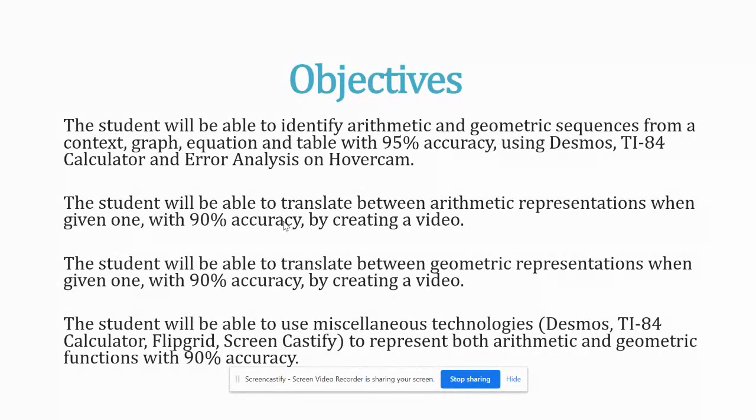These are the objectives that I put in my paper. I'm not going to read them all to you. The main idea here is that I want my students to be able to correctly identify arithmetic and geometric sequences. For those people who may not know what that means, arithmetic sequences are just sequences where you add or subtract numbers, and geometric sequences are where you multiply or divide.